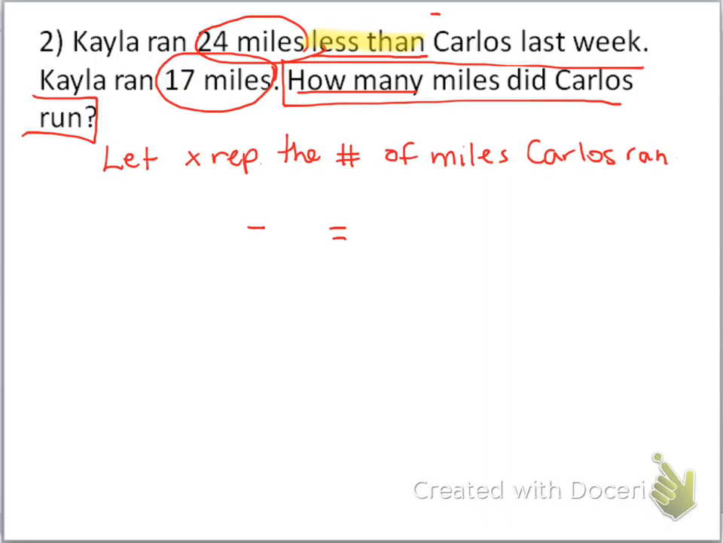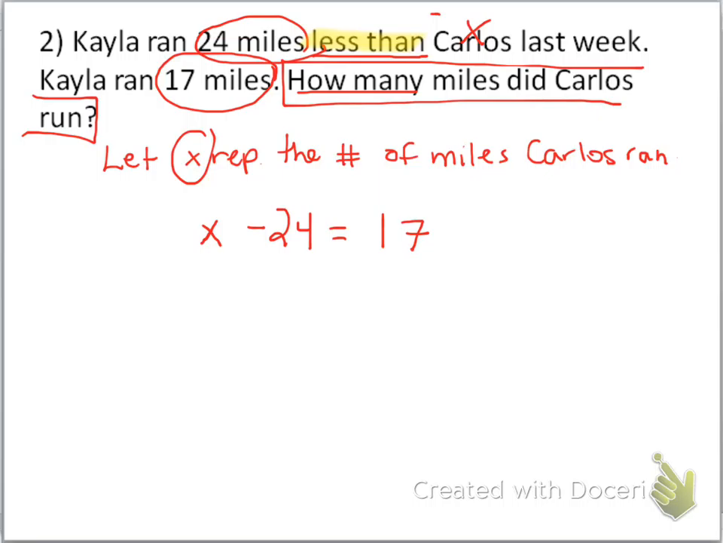So let's look back. Remember that x now represents the number of miles Carlos ran. So wherever it says Carlos and represents running, we can put an x there. And that represents the number that Carlos ran. So now it says Kayla ran 24 miles less than x. 24 miles less than x. How would I write that as an expression? 24 miles less than x. Well, I would write it as x minus 24. And what's that equal to? That has to be equal to 17.